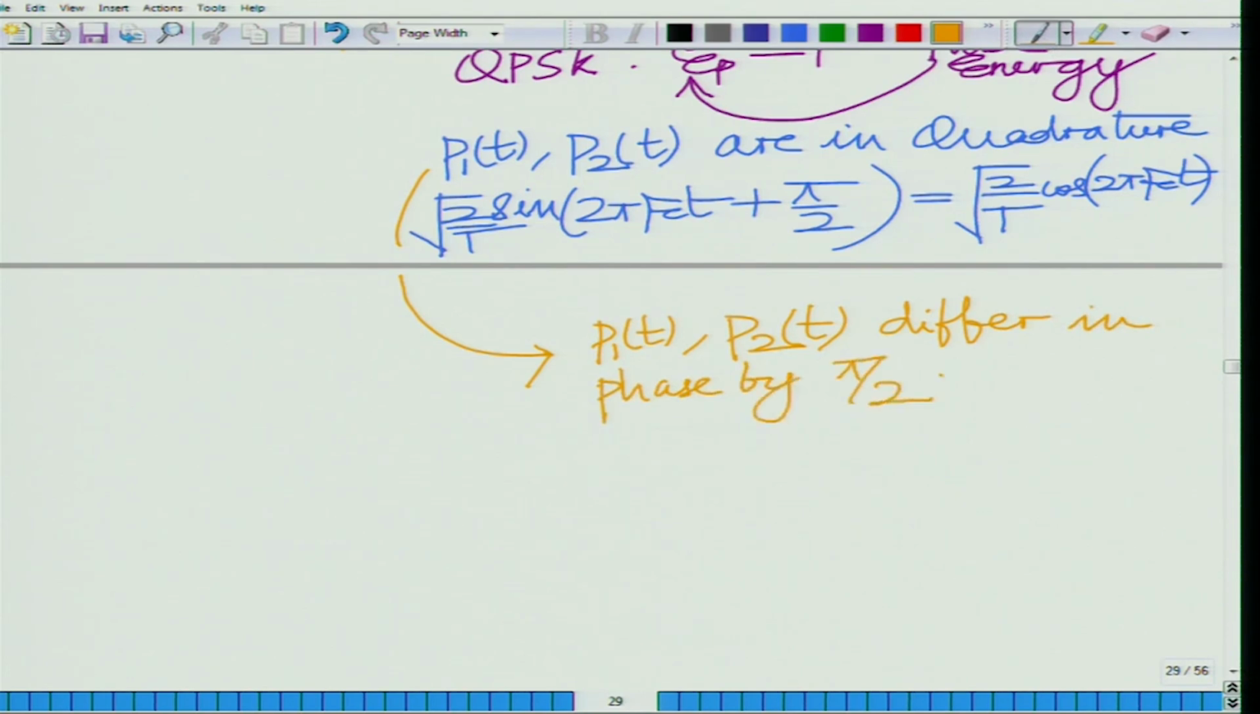Pulses P1(t) and P2(t) differ in phase by pi by 2. Okay, so the pulses are in quadrature, and the phase difference between these pulses is pi by 2, which implies they are in quadrature.